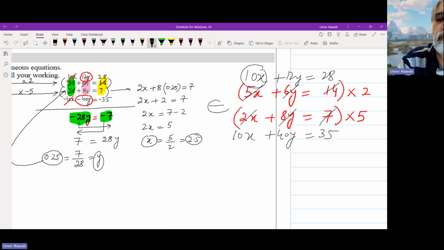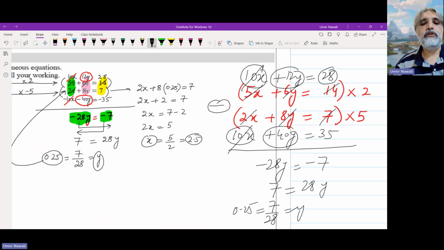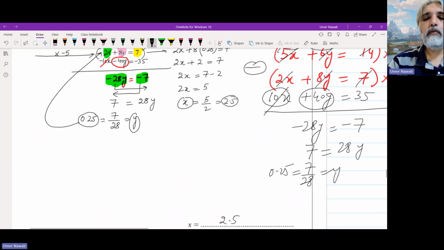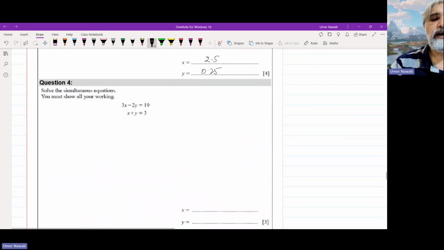So 10x minus 10x will be cancelled. 12y minus 40y is minus 28y. 28 minus 35 is minus 7. Then switch their places. And then 7 over 28 is equals to y, which is 0.25. And you repeat the same procedure. So no problem at all happens, whichever technique you want to use, and that is more convenient to you.